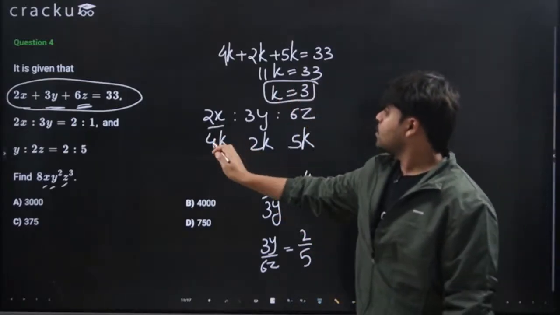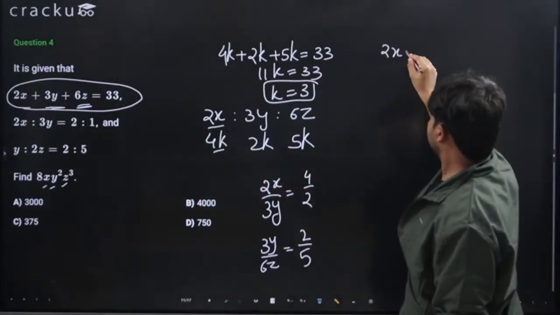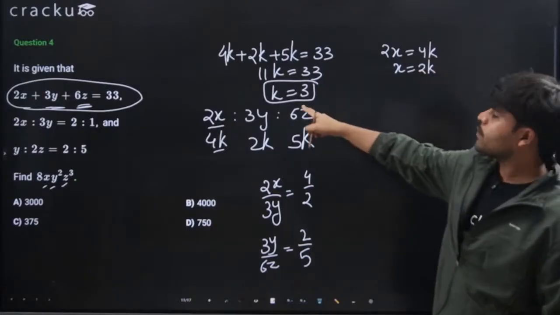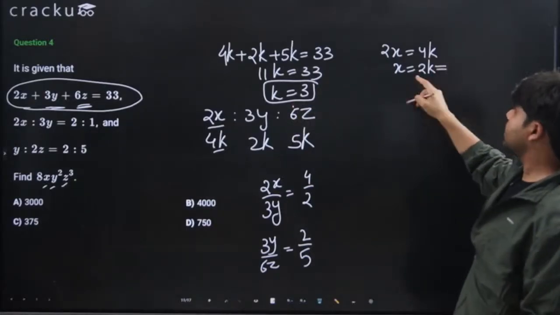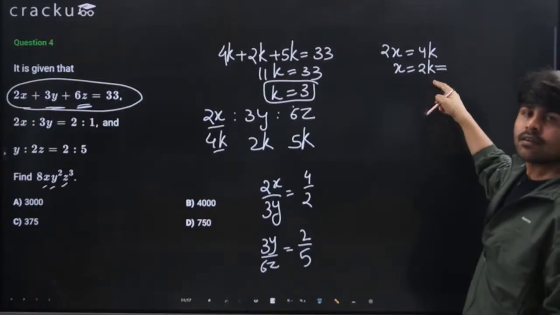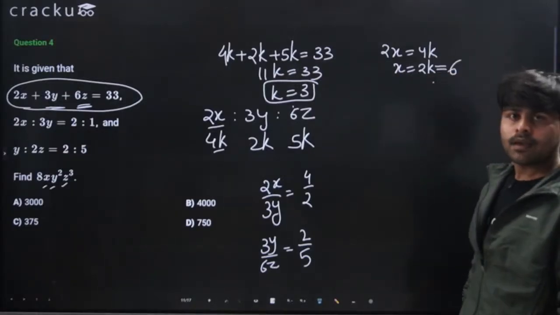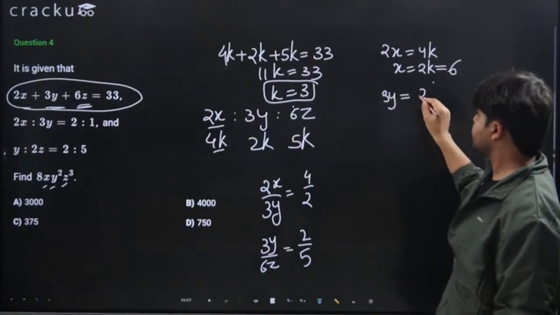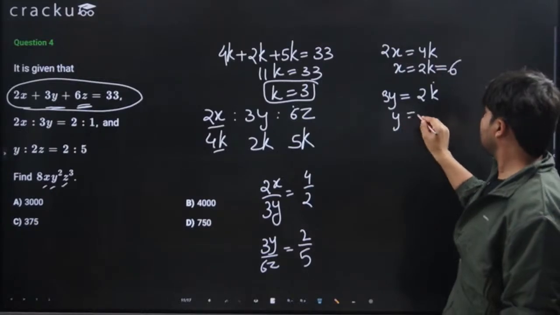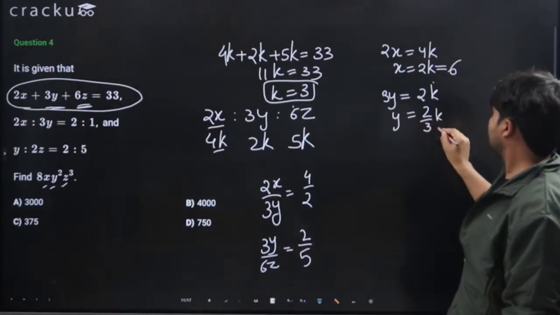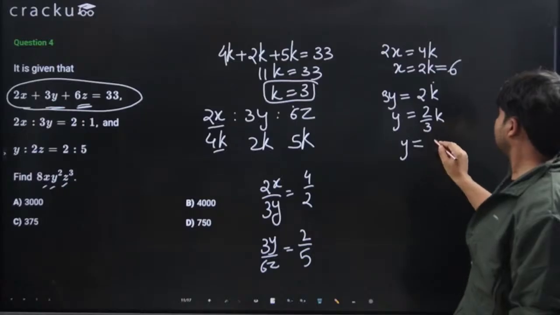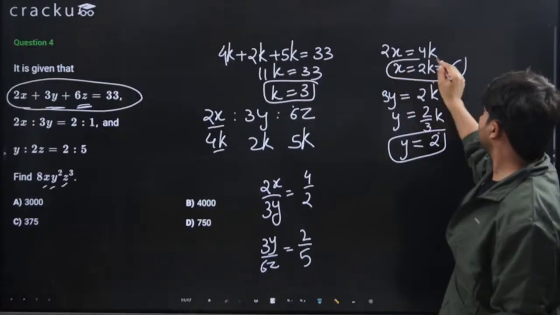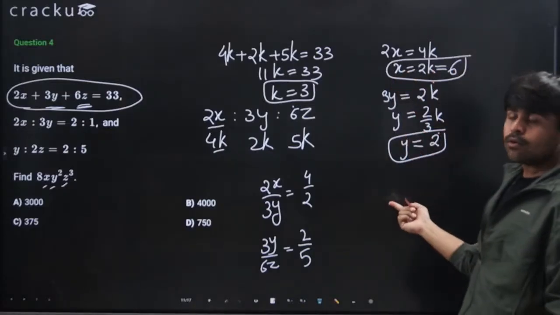Now, if 2x is equal to 4k, then what is x? X is 2k. The value of k is 3. So X will be 2 times 3, which is 6. Then the value of 3y is equal to 2k, or y is equal to 2 upon 3 k. Again, the value of k is 3, so y will come out to be 2. So x comes out to be 6, y comes out to be 2.